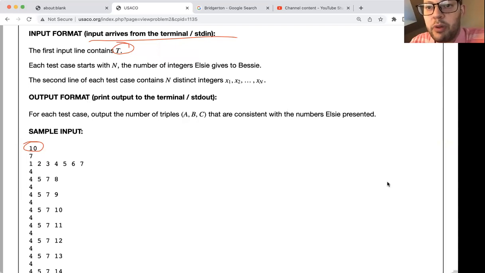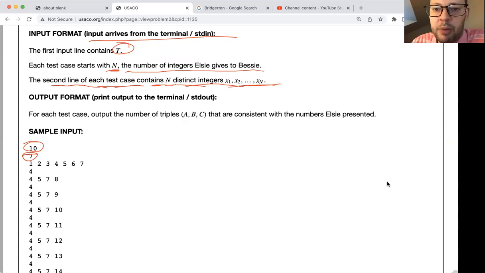Each test case starts with n. So for example, this 7 right here is our first n, which is the number of integers Elsie gives to Bessie. The second line of input of each test case contains n distinct integers, x1, x2, x3, up to xn. So in this case, where, for example, this was 7, this is x1, x2, x3, x4, x5, x6, and x7.